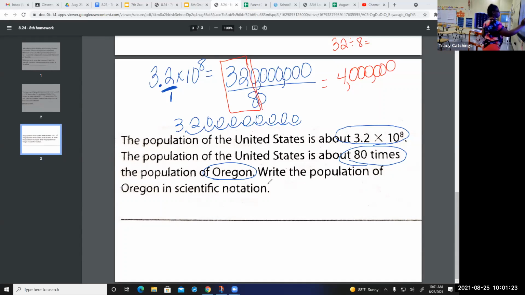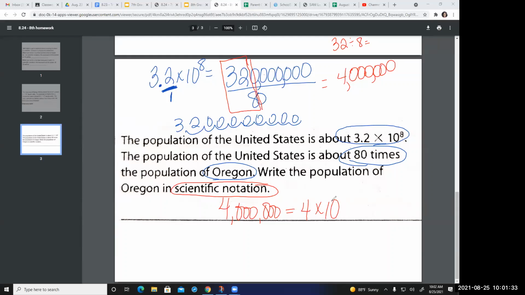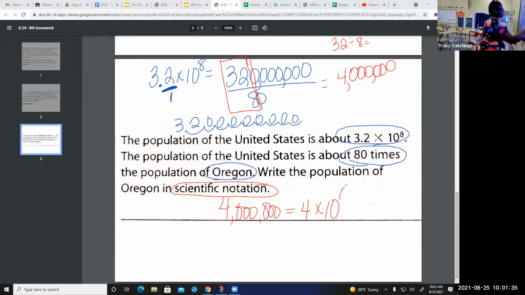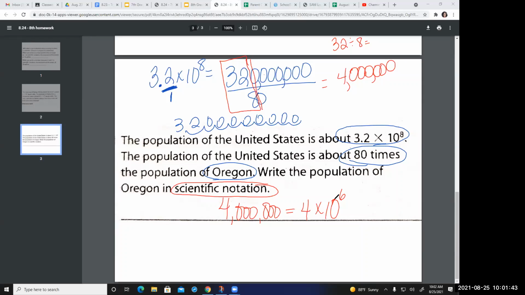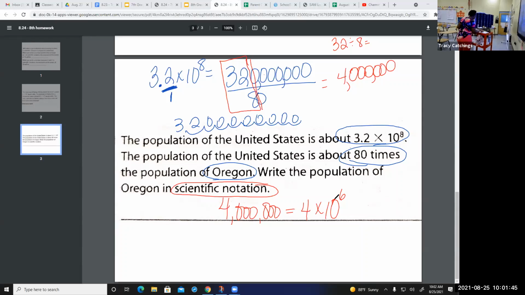Oh, and then they said write it in scientific notation. So if we got 4 million, what would that be in scientific notation? 4 times 10 to the 6th power. Good job. Since it didn't have any numbers behind the 4, we would count all those zeros. Good job. Any questions about homework from last night?